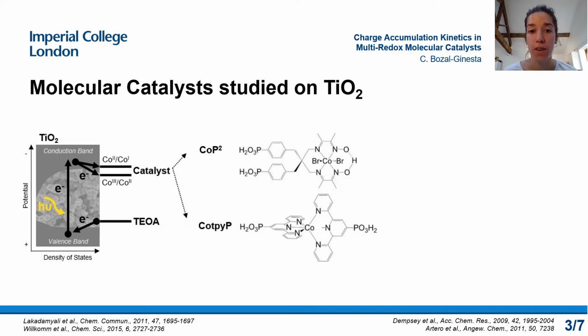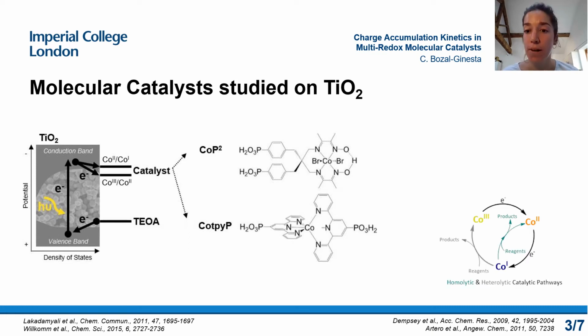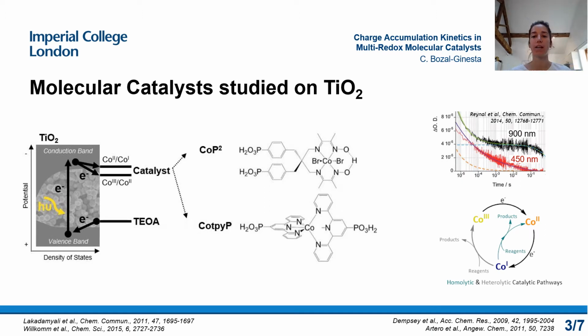We worked with these two molecular catalysts, CoP2 for proton reduction and CoTerpy for CO2 reduction. They are both catalysts based on cobalt. In both cases, the starting state is cobalt-3, and in both cases, the cobalt-3 needs to be reduced at least 2 times before catalysis can move on.